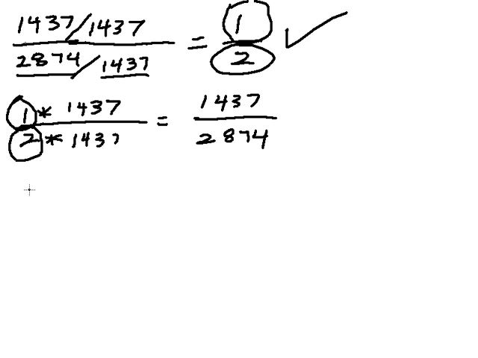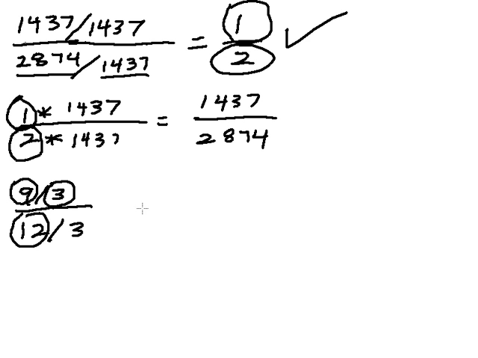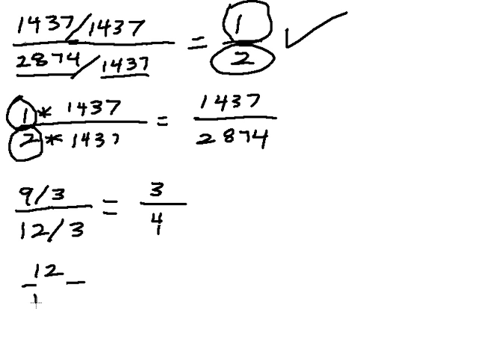Let's consider the fraction 9/12. Let's divide both the top and bottom by 3. We just have to find a number like 3 that goes into both the numerator and the denominator. Three-fourths. 12/15, divided by 3, divided by 3 equals 4/5.